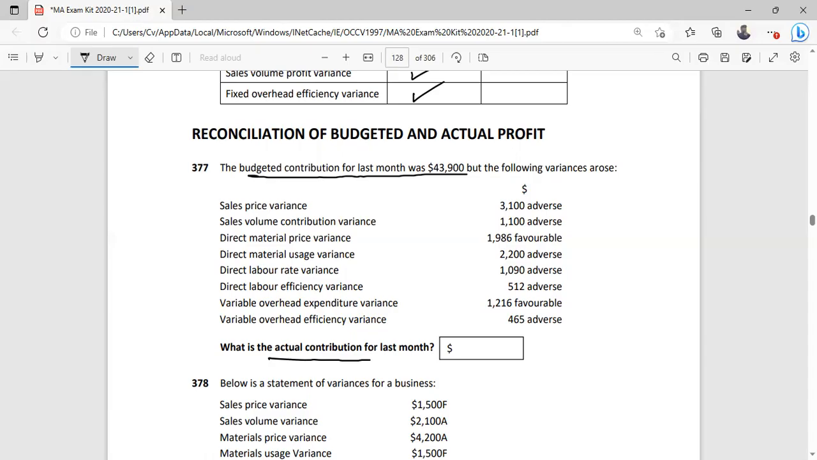So I think you will get the answer of 38,735. This is the actual contribution. You can also verify this figure by addition or multiplying. That first value is adverse minus 3,100, then 1,000 adverse, it is subtract, 1,986 is added, 2,200 is subtracted, 1,090 is subtracted, 512 is subtracted, 1,216 is added, and 465 is subtracted.